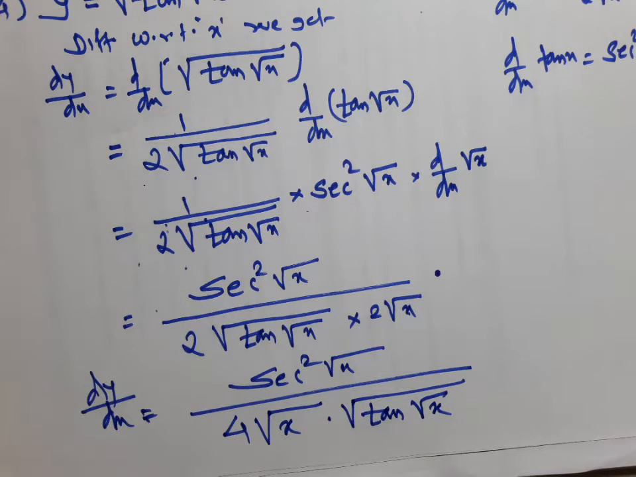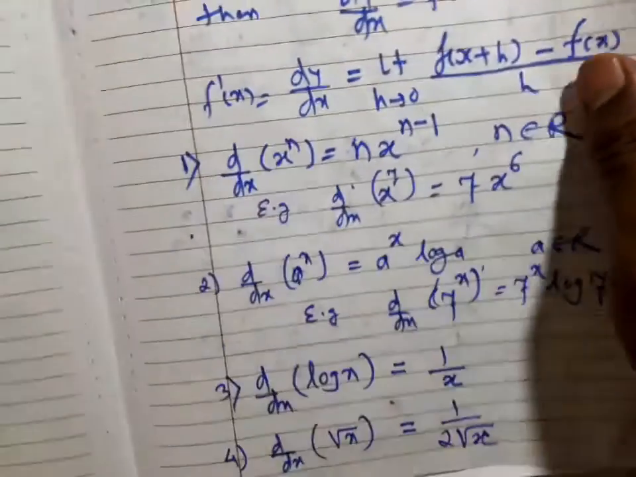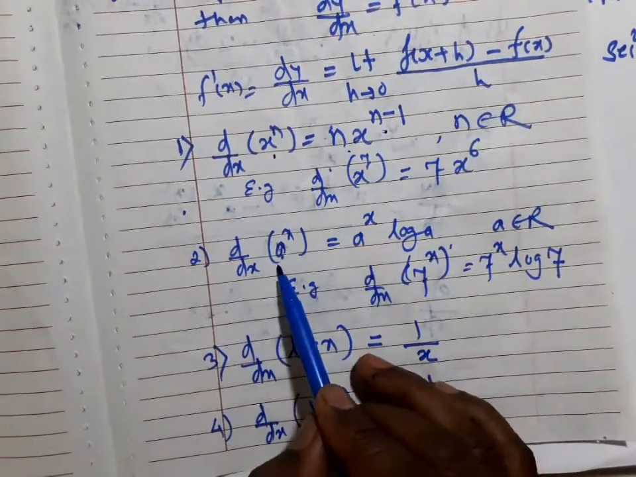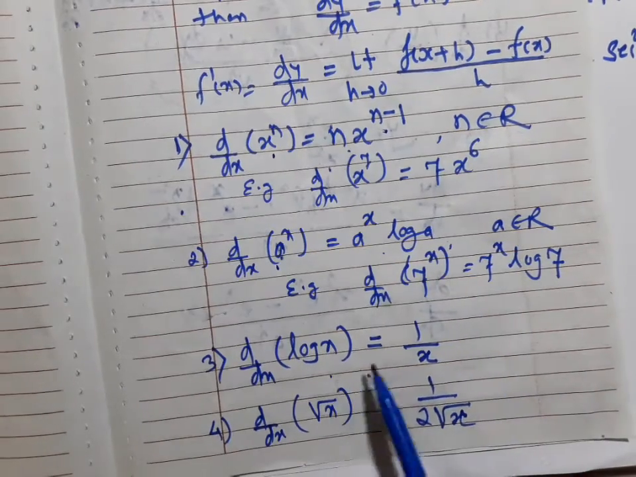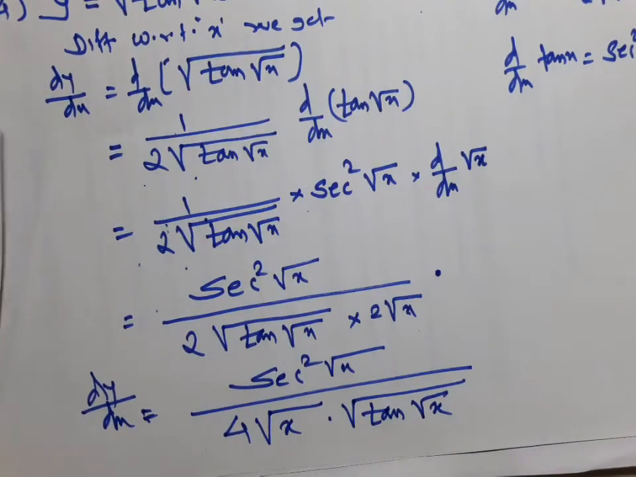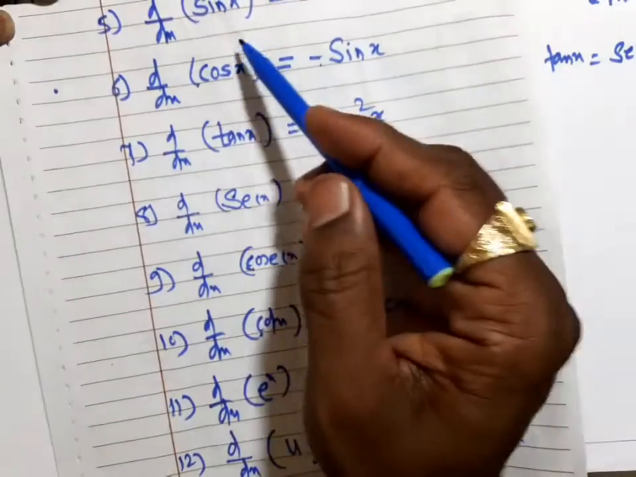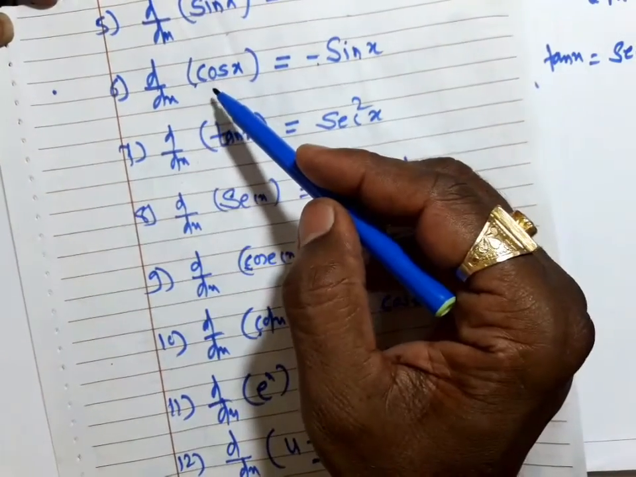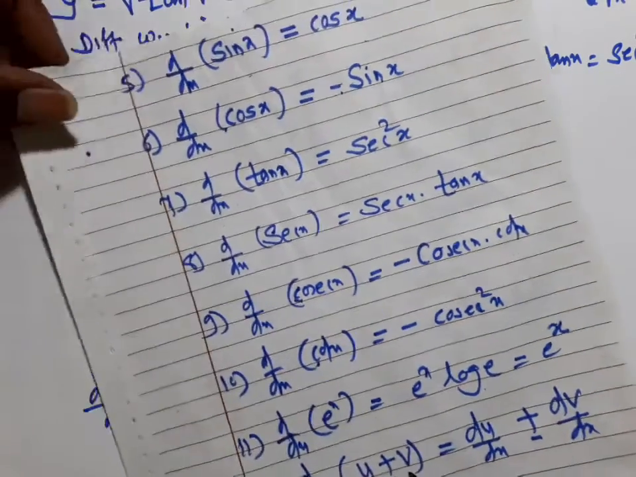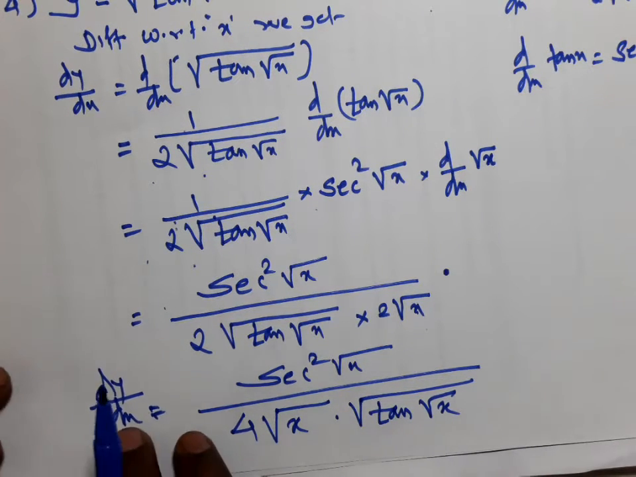As per the rules, that's why I am saying again and again, you must remember these rules. The derivative of x raised to n is n x raised to n minus 1. The derivative of a raised to x is a raised to x log a. The derivative of log x is 1 upon x. The derivative of root x is 1 upon 2 root x. Then the product rule, the quotient rule, and these trigonometric ones: the derivative of sin x is cos x, the derivative of cos x is minus sin x. So if you remember all these rules, then composite functions will be simple. Next example.